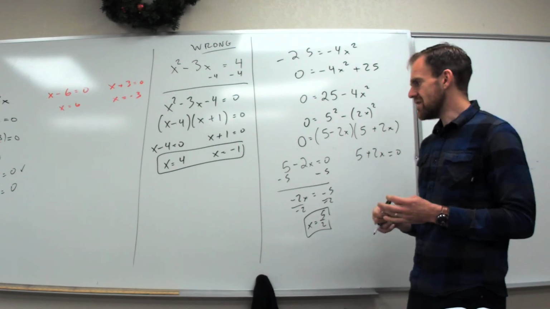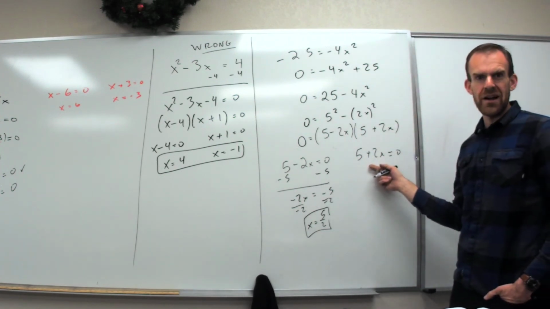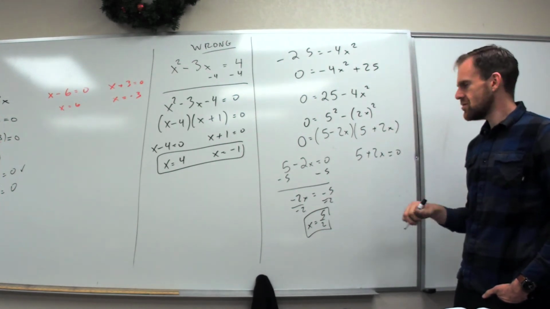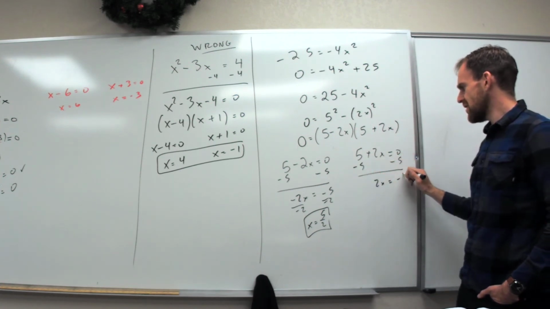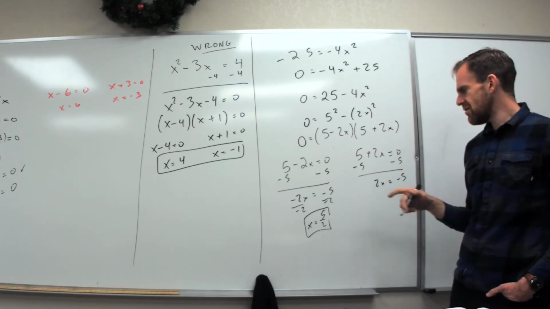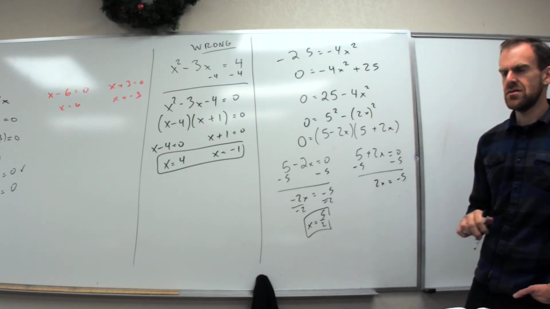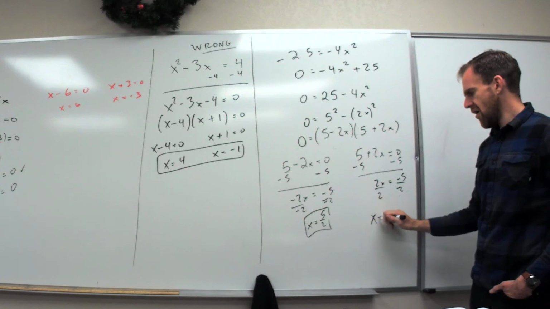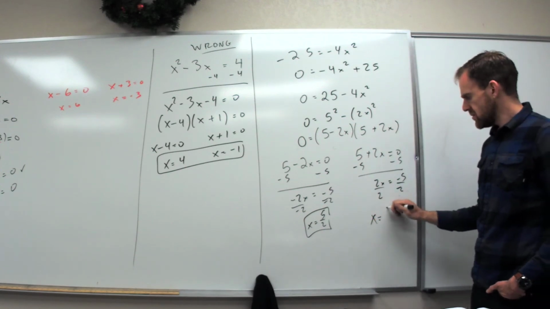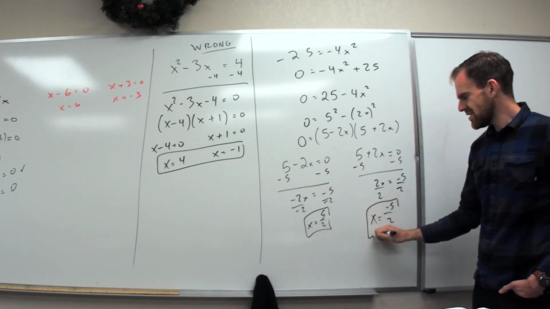That's like urgent. Okay, so here, what am I going to do? First step, subtract 5 from both sides. Okay, so I'm left with 2x equals -5. Next step, how do I undo multiplication? Divide by 2. What's my answer? Negative 5/2. That's correct. Excellent.